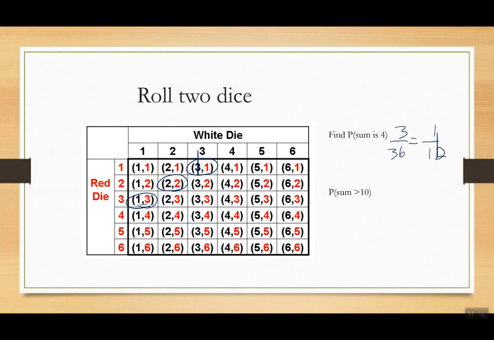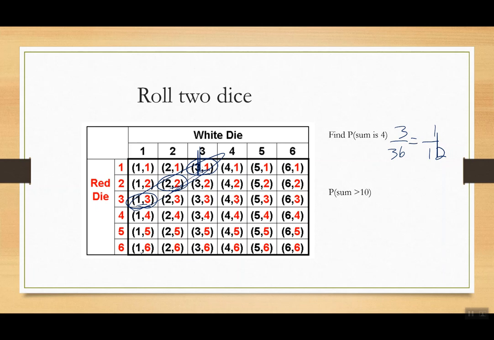Do you notice that the 1,3, the 2,2, and the 3,1 form a diagonal? All the diagonals in this chart will have the same sum. So if I went to the middle, 1,6, 2,5, 3,4, 4,3, 5,2, 6,1, they all add up to 7. So when I'm looking at diagonals, I always have that equal sum, which makes our life easier when we're trying to answer questions.